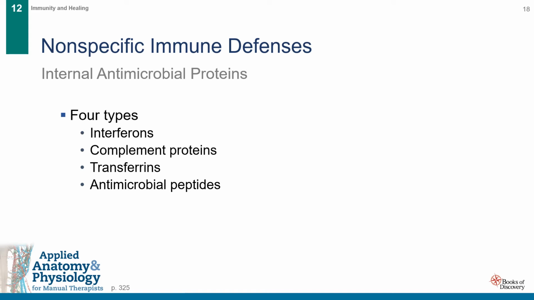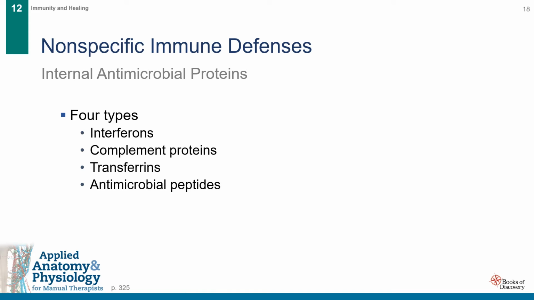Transferrins. Most bacterial pathogens require iron to support their metabolism. Transferrins are proteins normally present in blood and other body fluids. When activated by pathogens, they bind to iron so it is not available to bacteria.